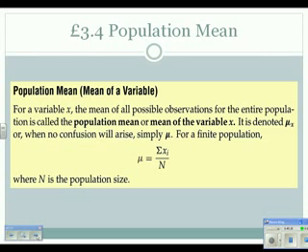It turns out that the formula for the population mean is exactly the same as the formula for the sample mean. Basically, we add up all of the data values and we divide by the total. Notice that we have a capital N here. The capital N denotes the number of data values in a population. So instead of a lowercase n that denotes sample size, the capital N denotes population size. But it's still the same process. Add up all the data values and divide by how many data values there are.